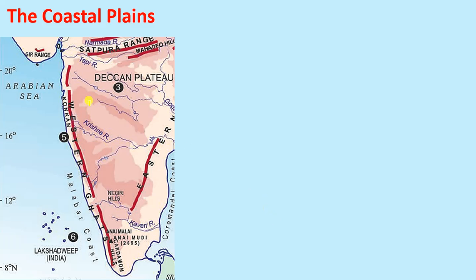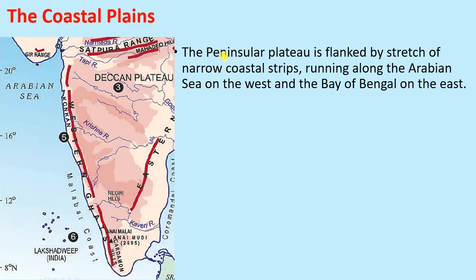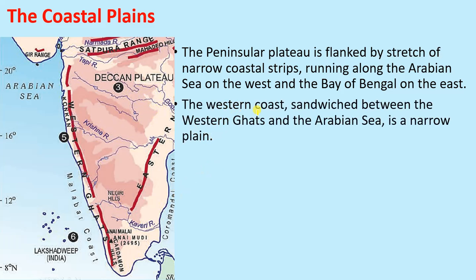The coastal plains. The peninsular plateau is flanked by a stretch of narrow coastal strip running along the Arabian Sea on the west and the Bay of Bengal on the east. So there are coastal plains on both sides, created by the peninsular rivers and the running water of rain. The western coast is sandwiched between the Western Ghat and the Arabian Sea.